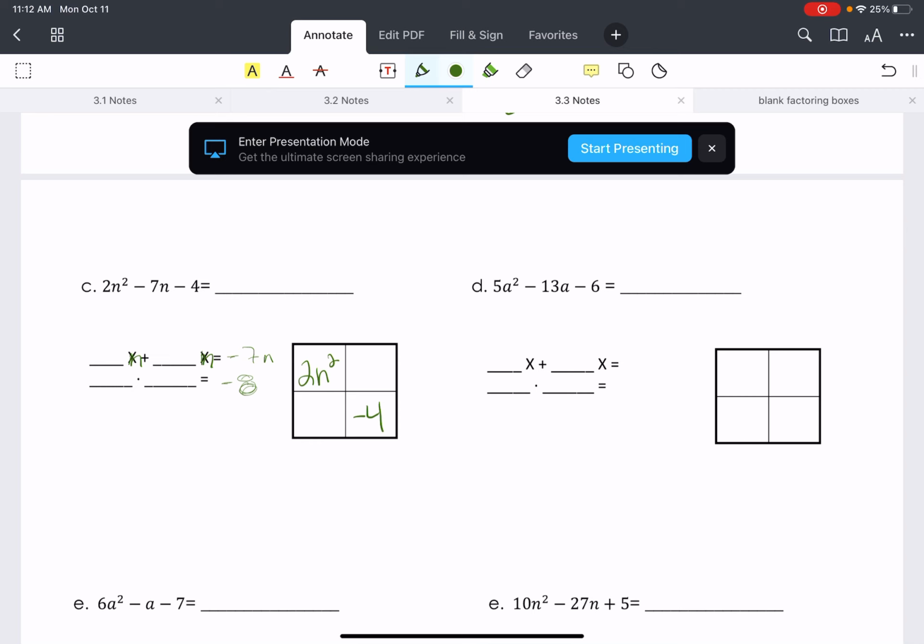Now, what might help, if you're having a hard time answering the puzzle, is to make a list of factors, right? Things that multiply to -8. Well, 4 and -2. But did those add to -7? No, they add to 2. So that's not going to work, right? What else could I try? Okay, 8 and -1. What do those add to? Those add to +7. So we're closer. There we go. -8 and +1. So that's what goes in here. I got that.